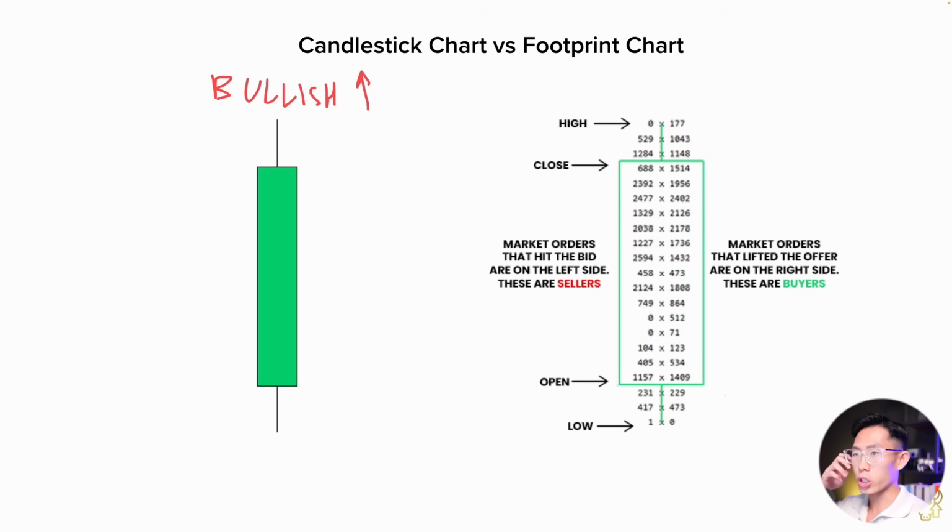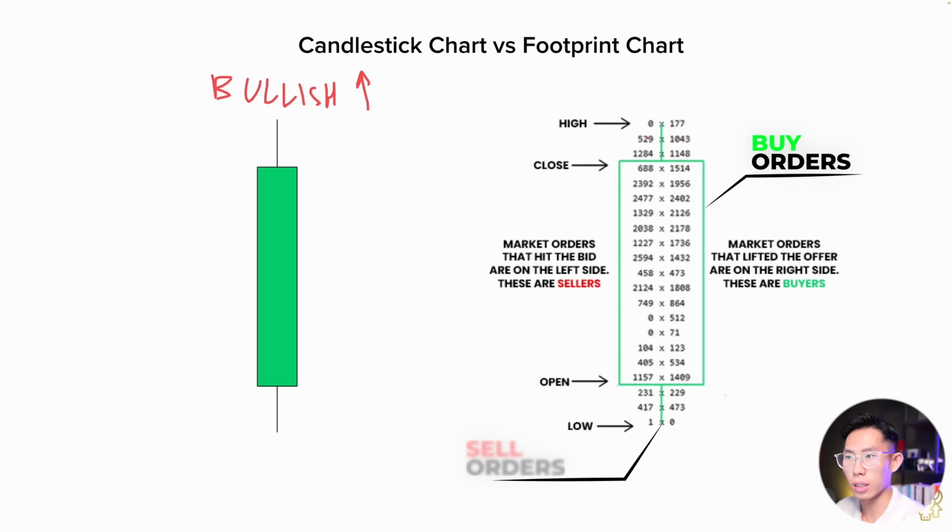So this footprint chart, how it works is that, once again, it dissects the candlestick into orders. So the right hand side, all these numbers right here, basically show you the buy orders. The market orders on the right side are the buyers. So you can see all these numbers is essentially how many buy orders at the specific price. And then on the left hand side, this is basically how many sell orders.